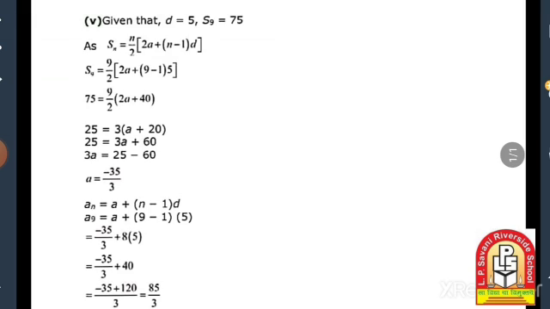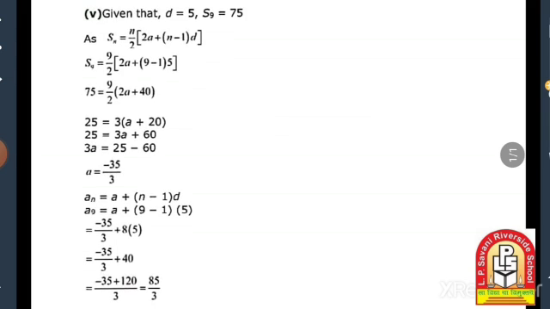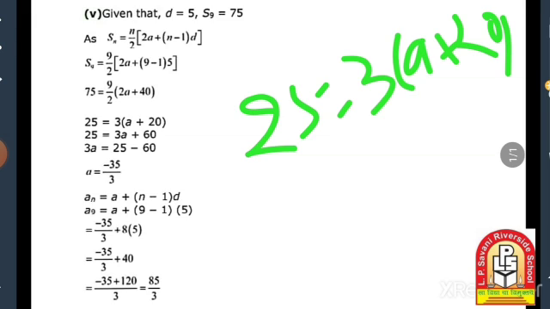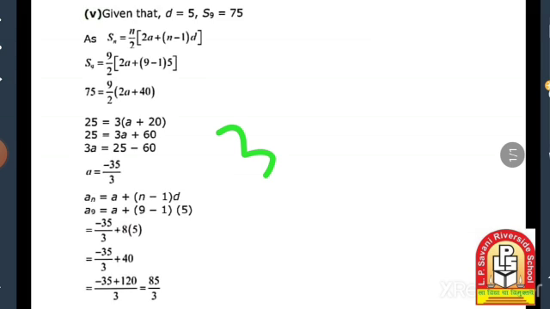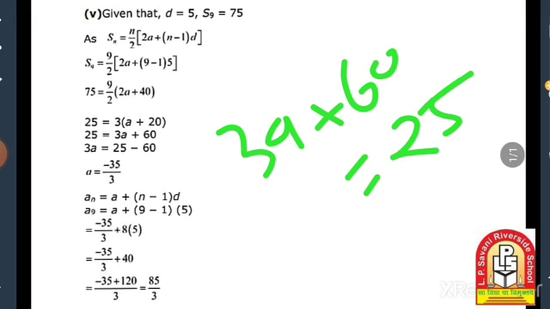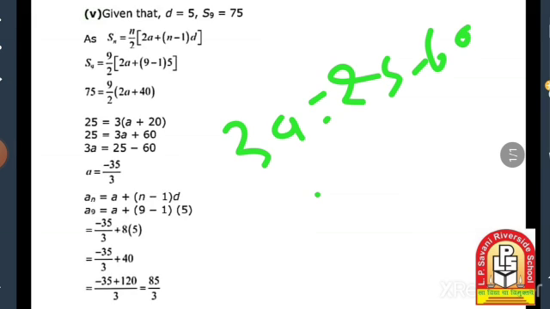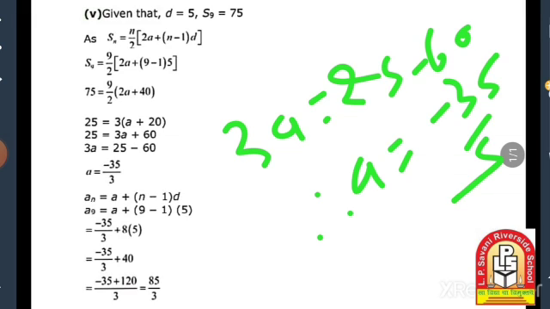Then I just take the common factor from the equation, so 25 is equal to 3 in the bracket a plus 20. So 3a plus 60 is equal to 25. This is the equation. And then I got 3a is equal to 25 minus 60. So a is equal to minus 35 upon 3.